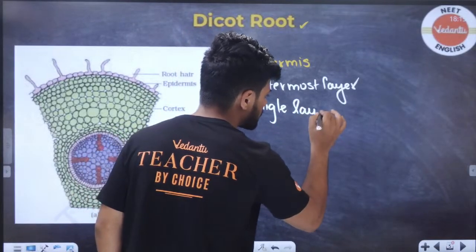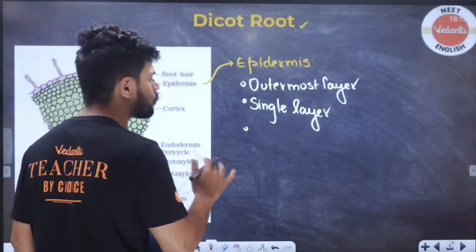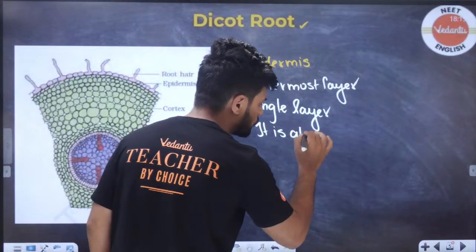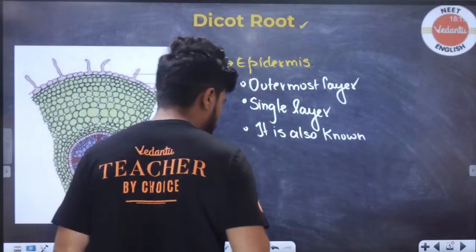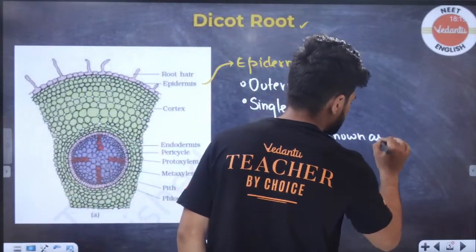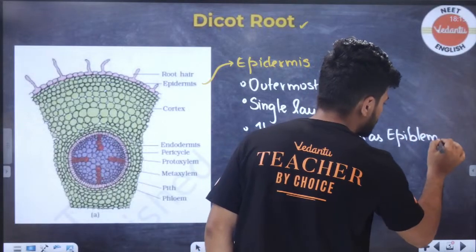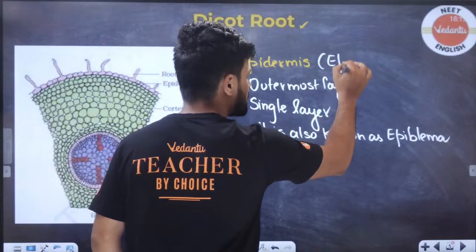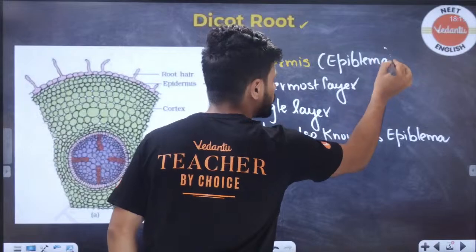Now, students, you need to understand the epidermis is also known as epiblema. This is the other name of your epidermis. So I'll write here also: epiblema in the case of root.